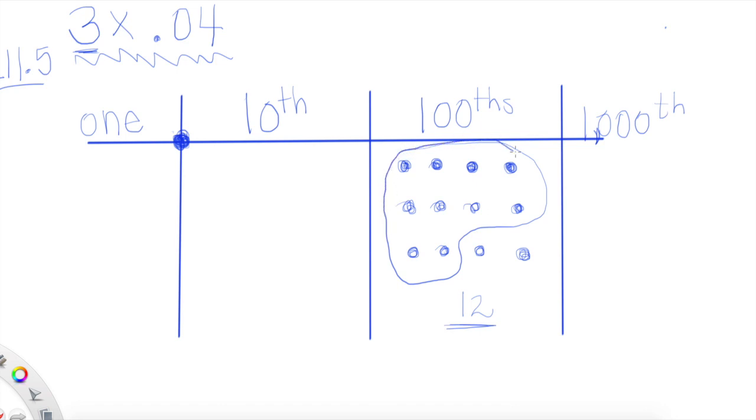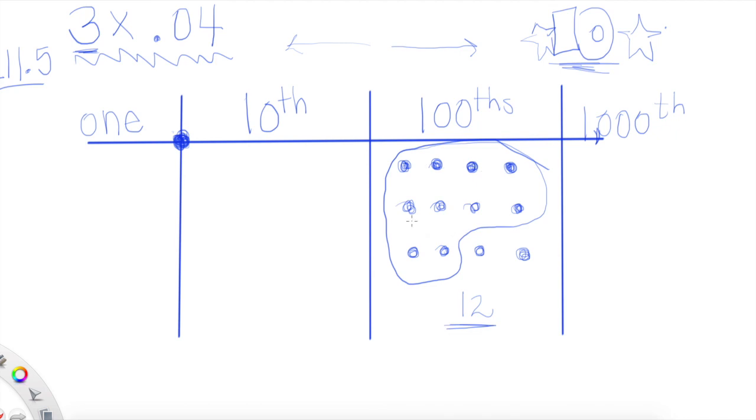Whenever we're bundling or unbundling, we're always working with this magic number 10, because the place value chart relies upon the powers of 10. As we move to the left, our numbers become 10 times as large. As we move to the right, our numbers become 1/10 as large. This place value chart all relies upon powers of 10. So when we're bundling or unbundling, the magic number is 10.